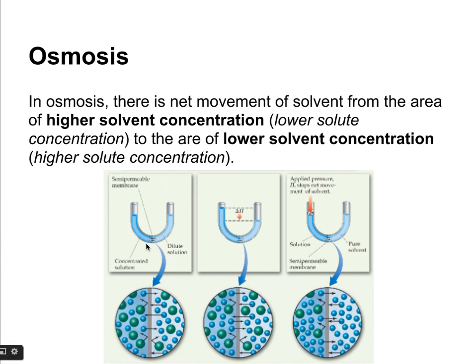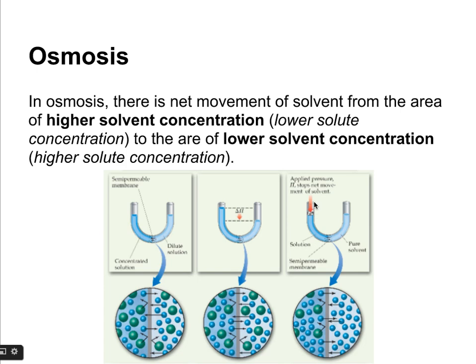So if we look at this picture here, we've got a tube being divided by a semi-permeable membrane. On the left side we have a concentrated solution with a high amount of solute, and on the right side we have a dilute solution with a low amount of solute. What's going to happen is the water molecules, the solvent, is going to move from the dilute side to the concentrated side, and you would actually see a change in the water level inside this tube because the water is moving through the membrane to the more concentrated side. The solvent is moving towards the concentrated side to dilute it.